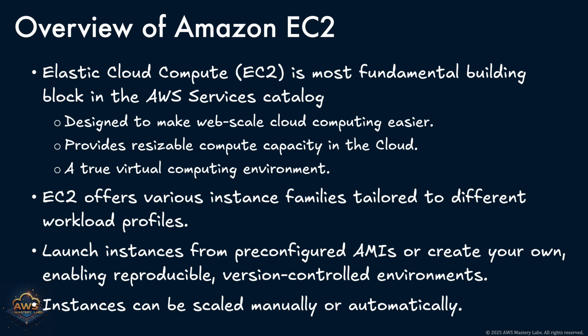Whether you're running a small application or a large-scale enterprise workload, EC2 lets you scale compute resources to match your needs. To support a wide range of use cases, EC2 offers various instance families optimized for different workload profiles, from general purpose and compute-intensive to memory-optimized and accelerated computing. You can launch these instances from pre-configured Amazon Machine Images, or AMIs, which provide a consistent, version-controlled environment, or you can create your own custom AMIs to meet your specific requirements.